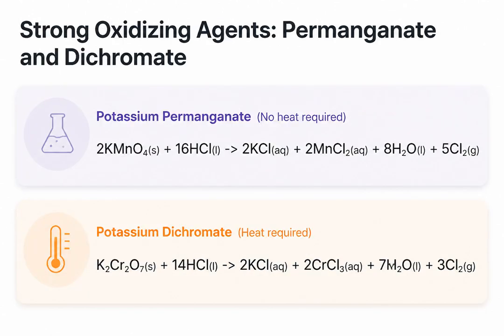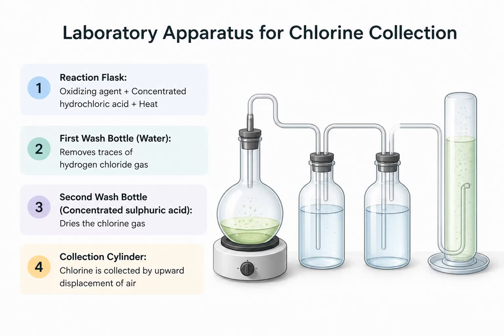When we use an exceptionally strong oxidizing agent like potassium permanganate, the reaction is so vigorous that external heat is not required at all. The permanganate reacts with 16 moles of hydrochloric acid to yield a large volume of chlorine gas. Potassium dichromate can also be used as the oxidizing agent, though unlike permanganate, it does require heating to proceed efficiently. Let us examine the physical setup for this preparation.